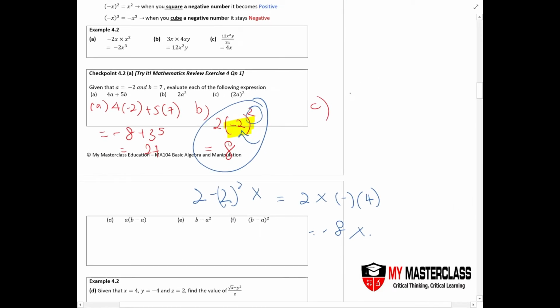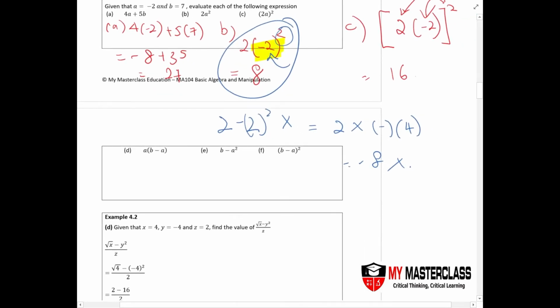Now let's take a look at part C. For C, you have the whole thing, so you have the big bracket, you have 2, put in your -2, and then close the entire bracket to put a square here. So in this case, you have 2 multiplied by this, your square multiplied by the 2, your square multiplied by the -2, which will eventually give you 16.